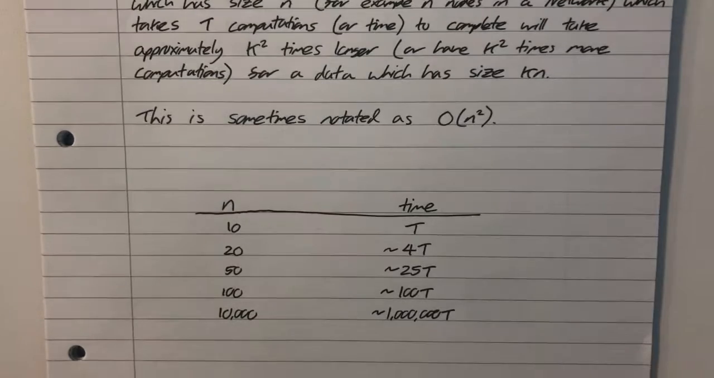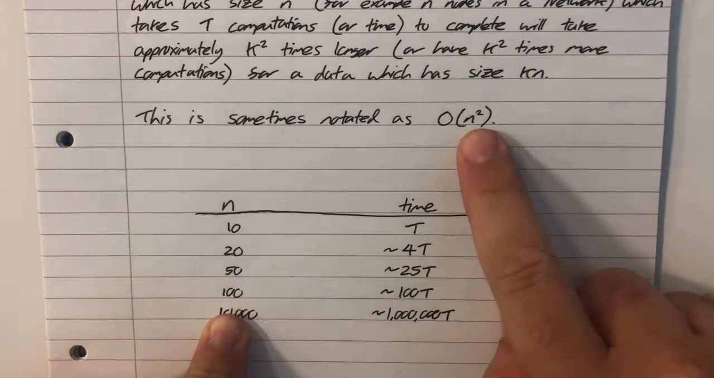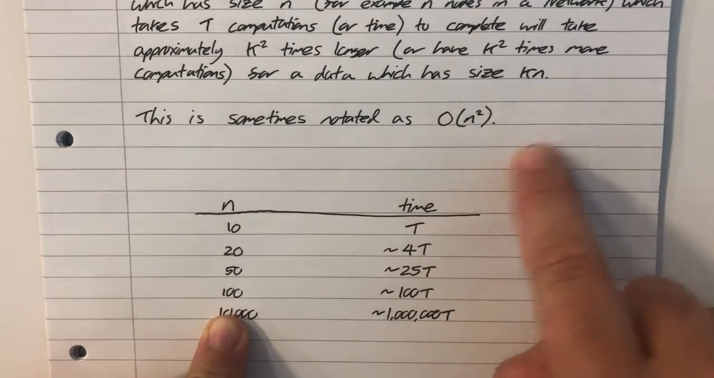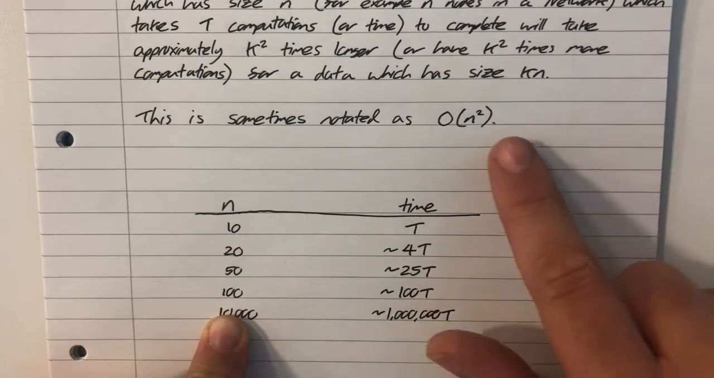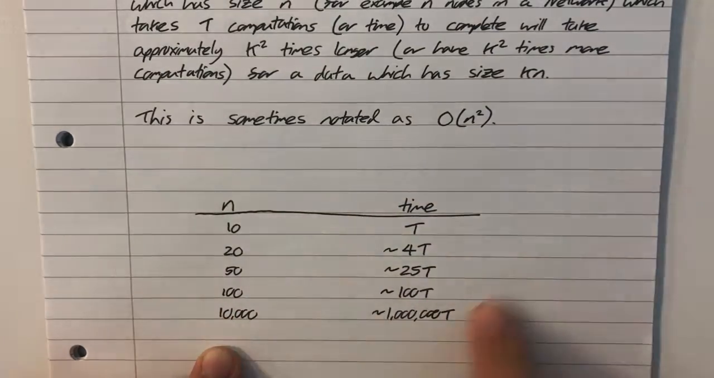This is more accurate if n is really big. Because if n is big, then the linear term here and the constant term tend to filter out, disappear, because they're less significant compared to the quadratic. So the bigger n is, the more accurate this is.